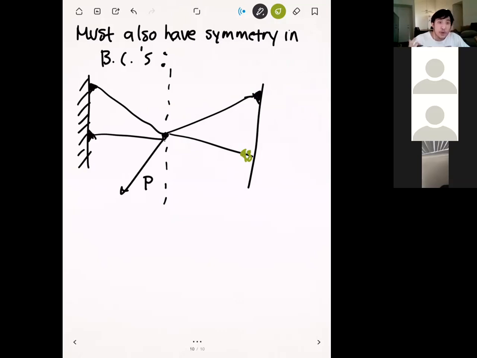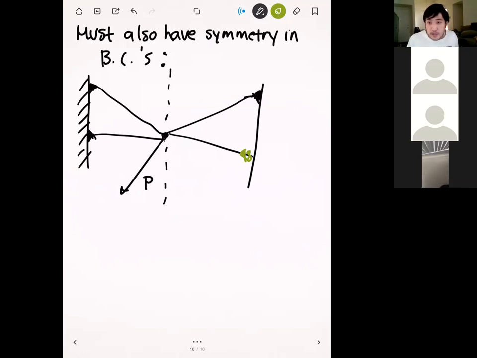In this situation, even if the element types and element properties are all symmetric, because our constraints are different on the left and the right side, we can't apply symmetry in this case. So you have to be really careful to make sure that every single detail is exactly the same across the symmetry line. Element types, element properties, constraint types, boundary conditions, loads, everything has to be the same. Okay? It seems really constraining, but this actually happens quite a lot in engineering, because oftentimes we make structures to be quite symmetric. So there's a lot that you can do with symmetry. Okay?